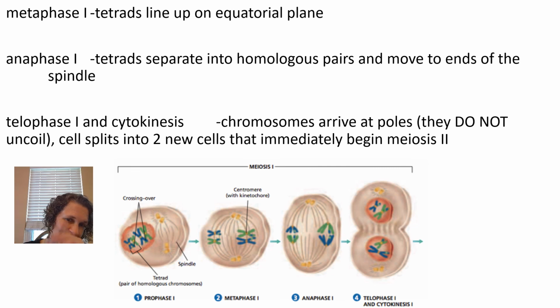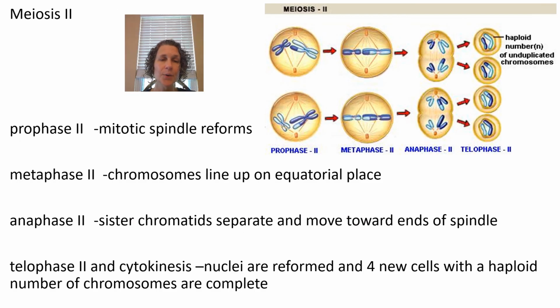So the chromosomes get to the new cell, away from each other. They arrive at the poles, which is basically the opposite sides of the cells. They don't uncoil yet. They stay X's, but the cells do split. And so you get two new cells, and those cells immediately go into meiosis 2. So you have two cells going through this at once.